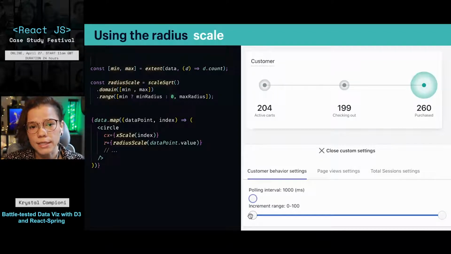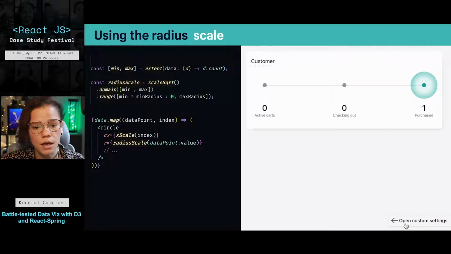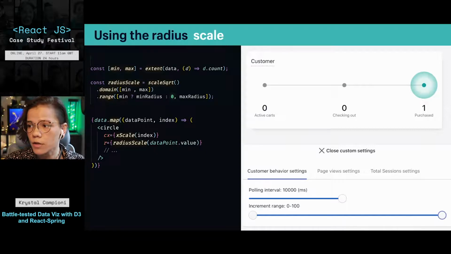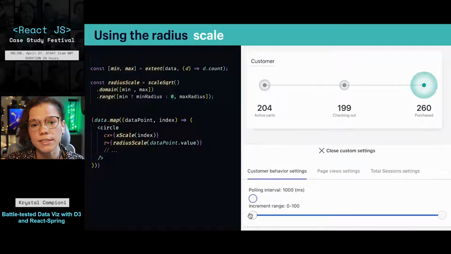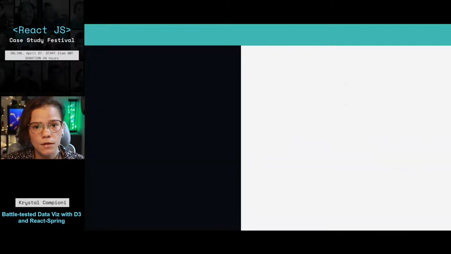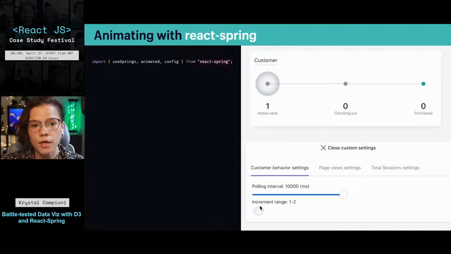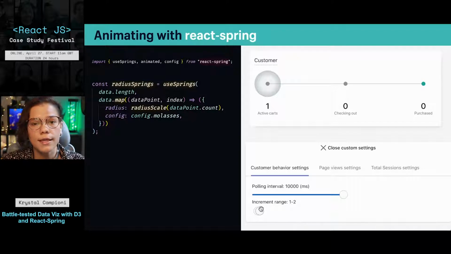We can then use the radius scale to calculate the radius of each circle depending on the data. This is nice, but we are not animating the radius yet, so let's fix that by plugging in React Spring. To do that, we first import useSpring, animated and config from the package. Then we set up the animation with the useSprings hook. It works something like this.